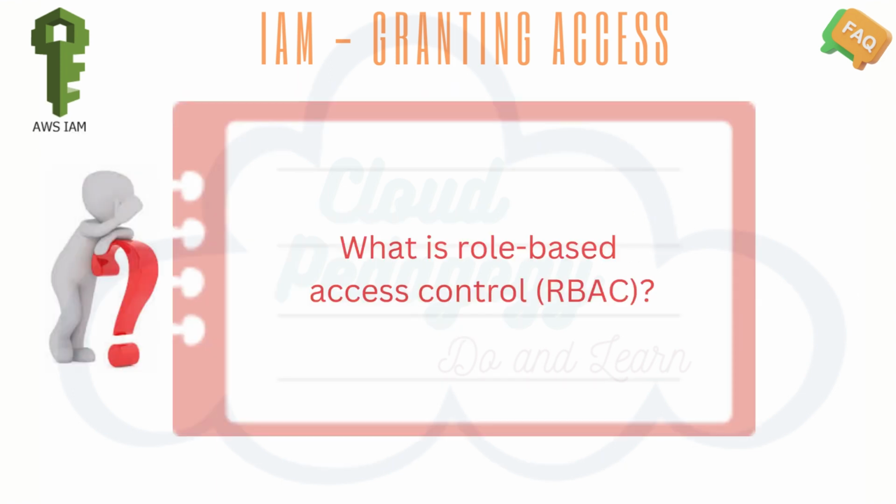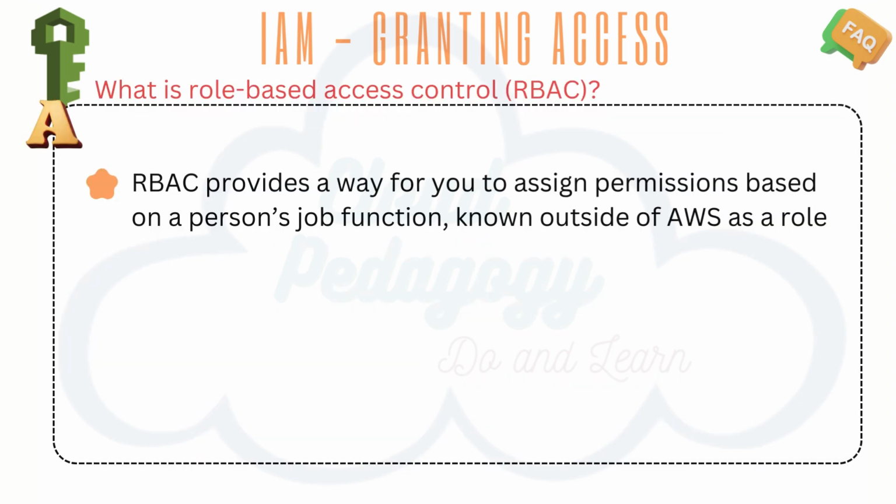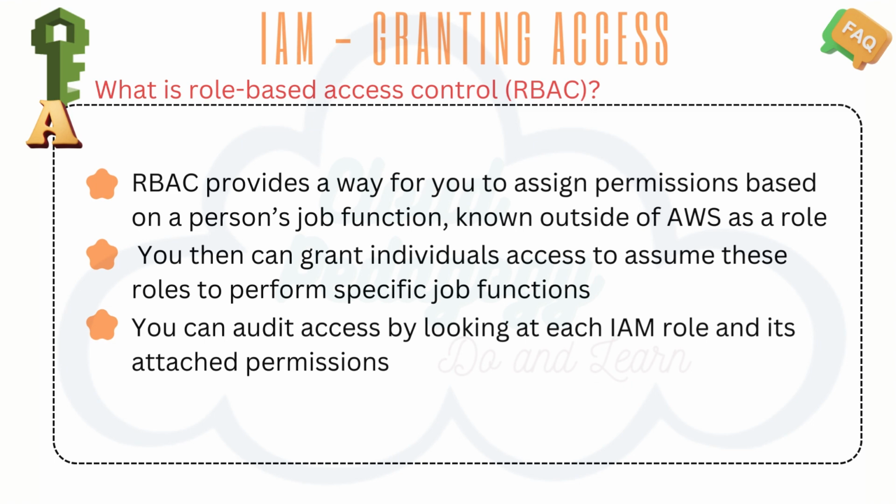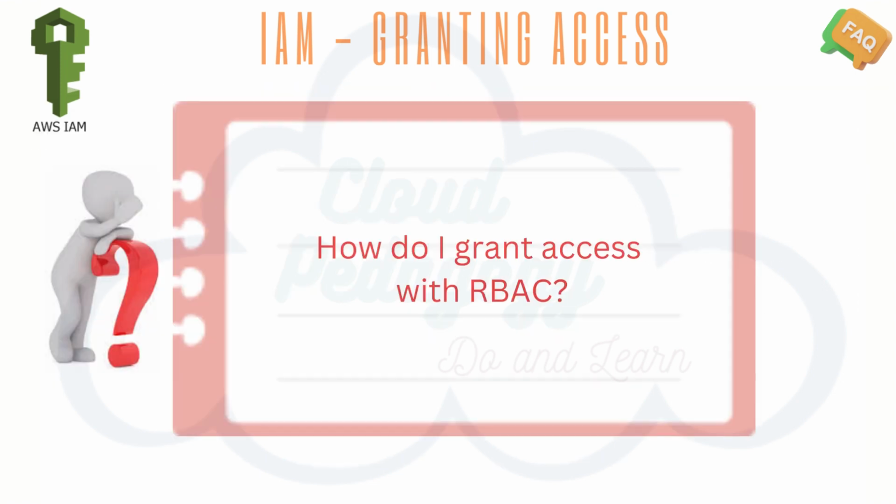Next, what is role-based access control, which is RBAC? RBAC provides a way for you to assign permissions based on a person's job function, also known outside of AWS as a role. IAM provides RBAC by providing IAM roles with permissions that align with job functions. You can then grant individual access to assume these roles to perform specific job functions. With RBAC, you can audit access by looking at each IAM role and its attached permissions.